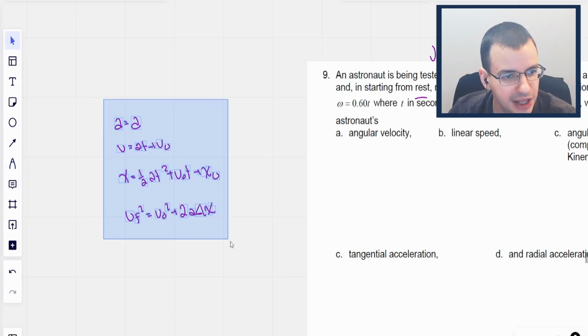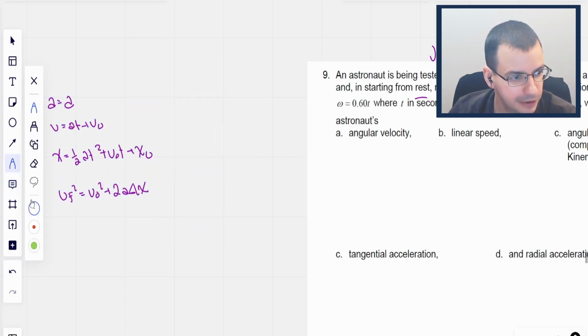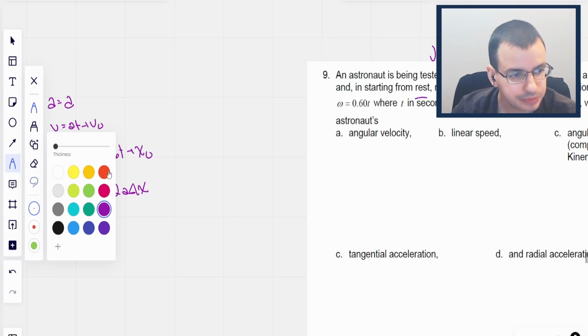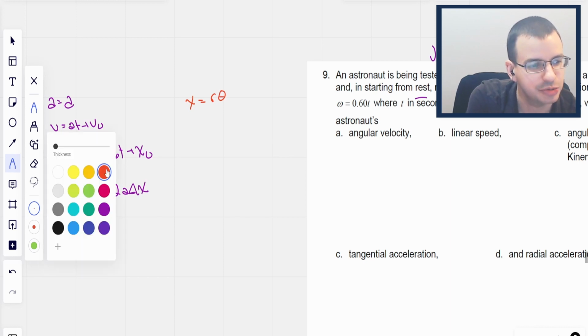And then your first thought after this is, well, we're not dealing with linear. These are angular, which is true. So I'm going to look at the conversion factor between angular and linear. So I always start off with x equals r theta, and I think of it in terms of like a circle.